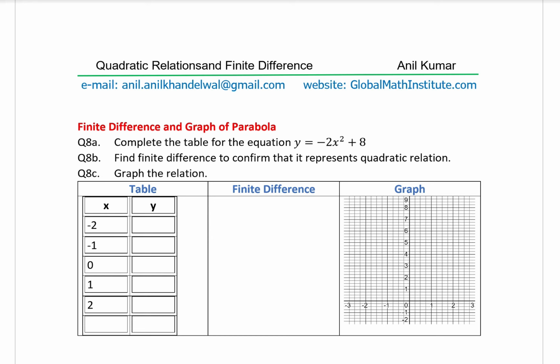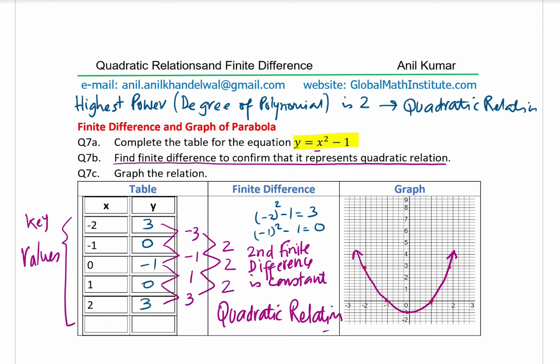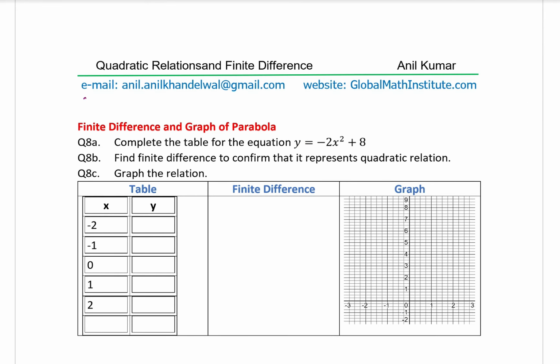Complete the table for the equation y equals minus 2x squared plus 8. Find the finite difference to confirm that it represents a quadratic relation. Graph the equation. It is exactly the same as the previous question. You need to follow each and every step, and let this be your quiz question. So this is your second question on the quiz.